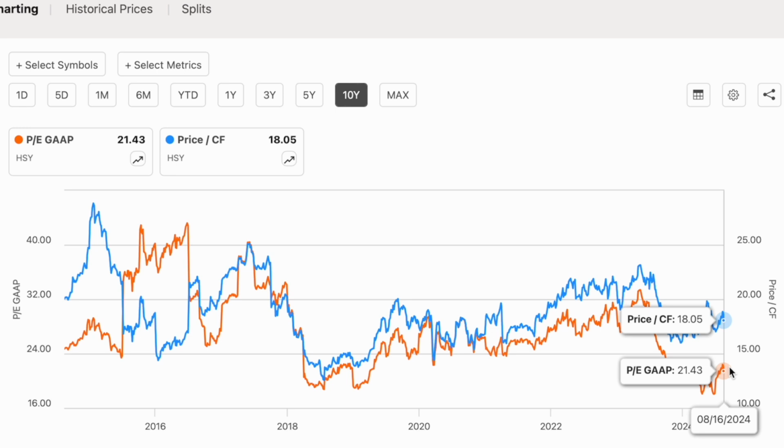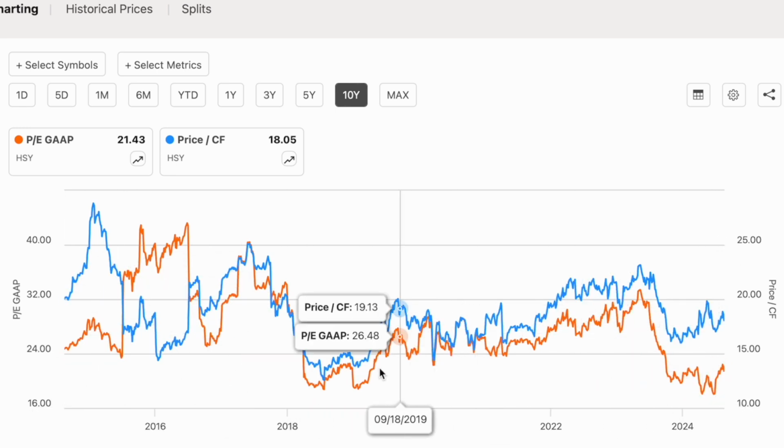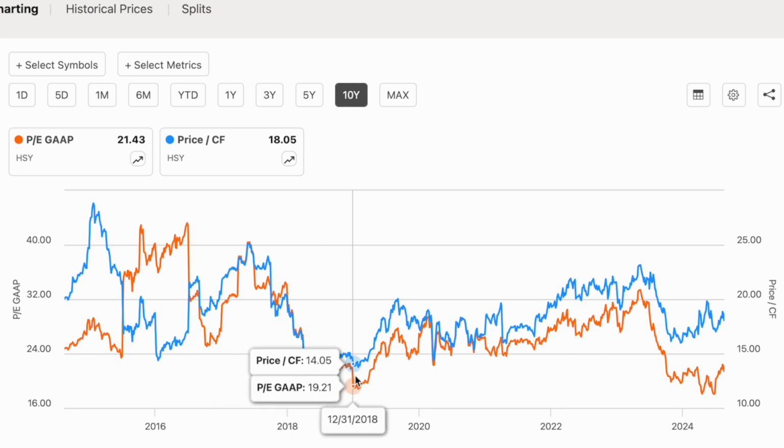So again, for Hershey, when you look at that, I think it's pretty reasonable to say, all right, from a price to earnings perspective, Hershey is trading at an attractive level from where it's been over the past decade. Because you can easily see that the price multiple is lower than most of the previous 10 years, with some exceptions here in 2018 and 2019.